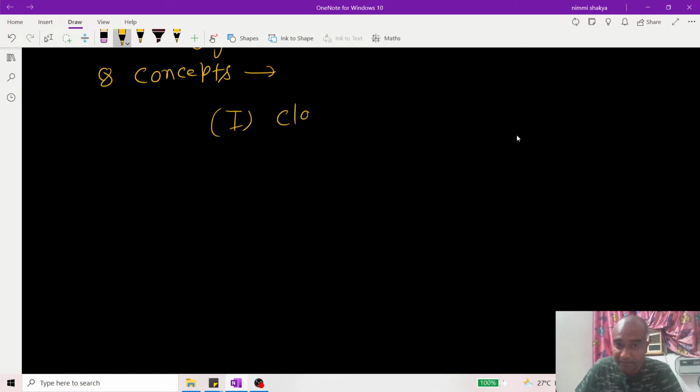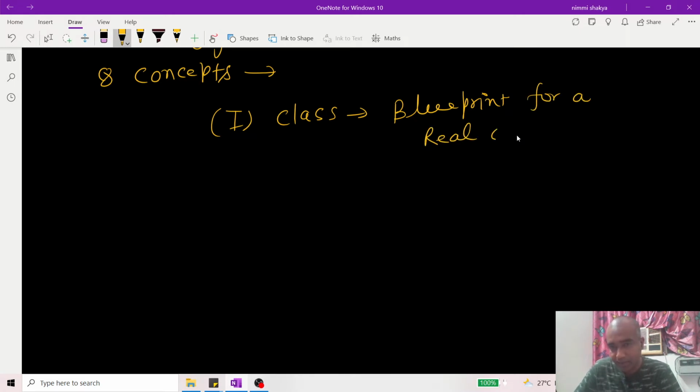the class. As we have already discussed, a class is just a blueprint for a real object. What does this mean? You might have seen some forms, like if you go to the bank or go for admission in any college, where you need to fill in some details like your name, your address, your date of birth, right?